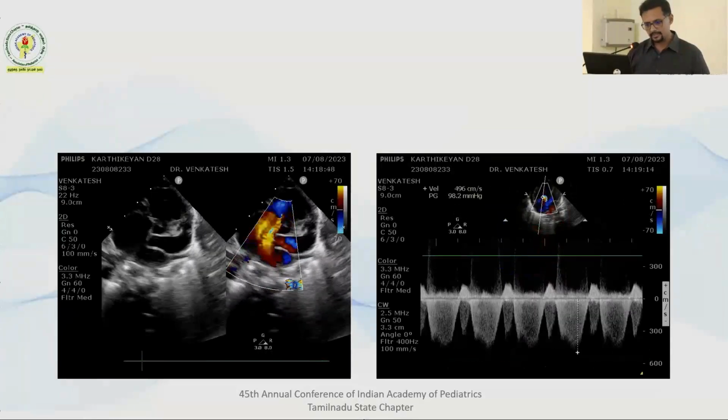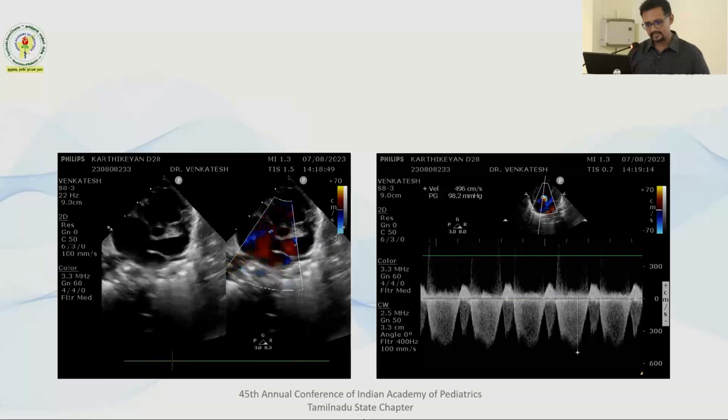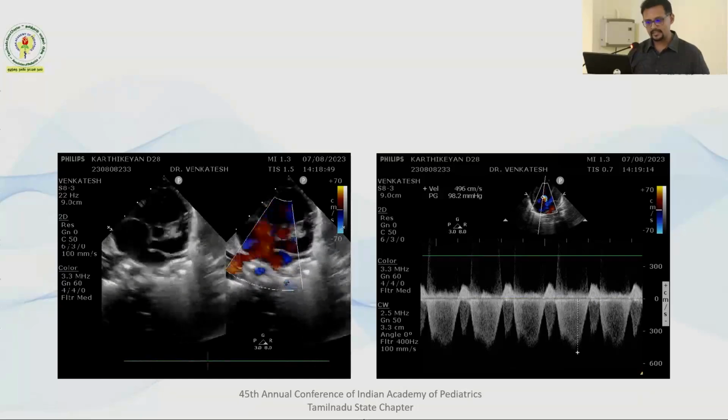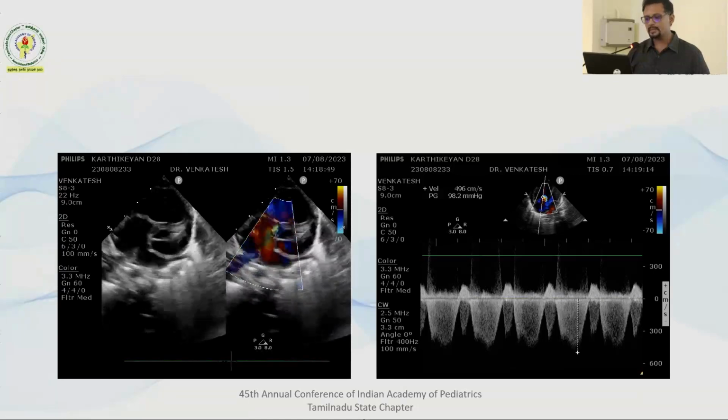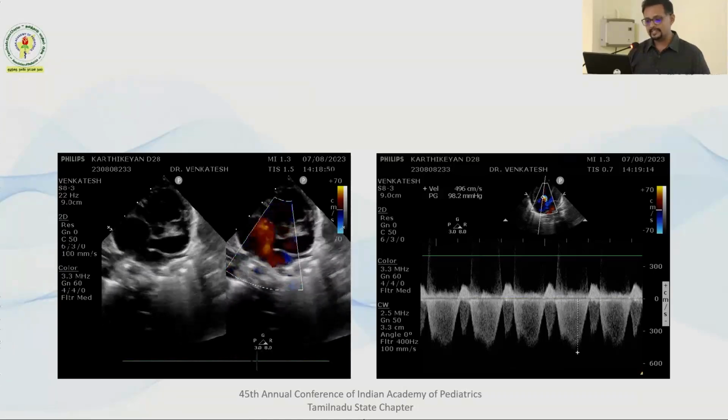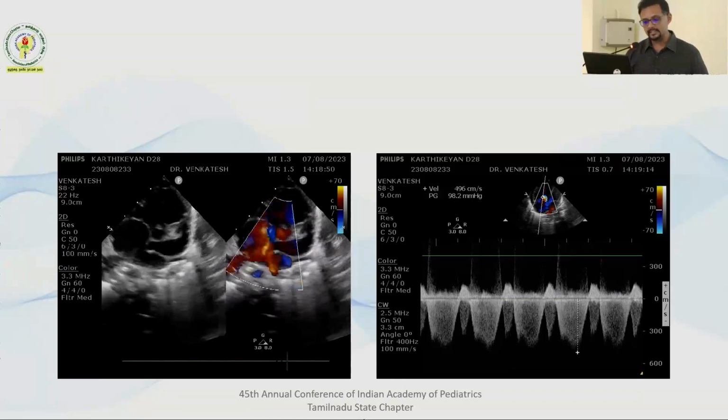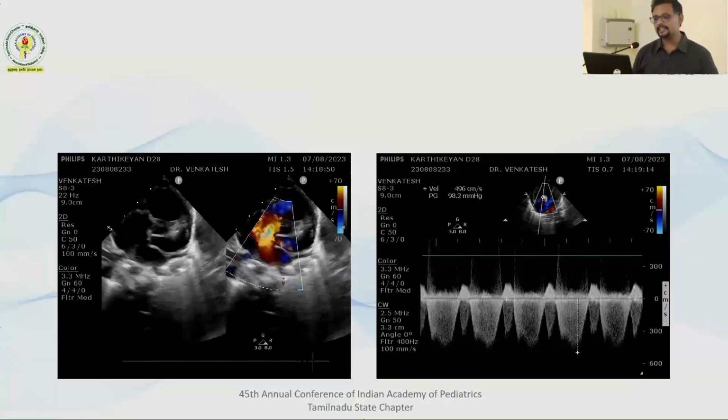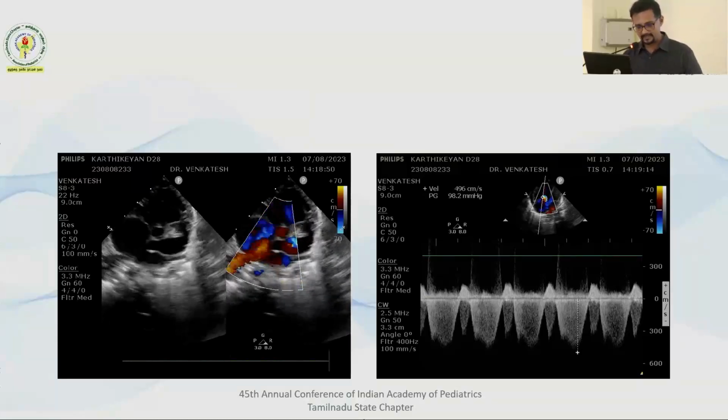So this is another picture showing a dilated coronary sinus. Sometimes it will be missed as an ASD also, but this is the dilated coronary sinus. Look at the pulmonary artery hypertension. It is 100 millimeters of mercury in a 28 days old neonate, indicating that it is an obstructive TAPVC which needs an early correction.